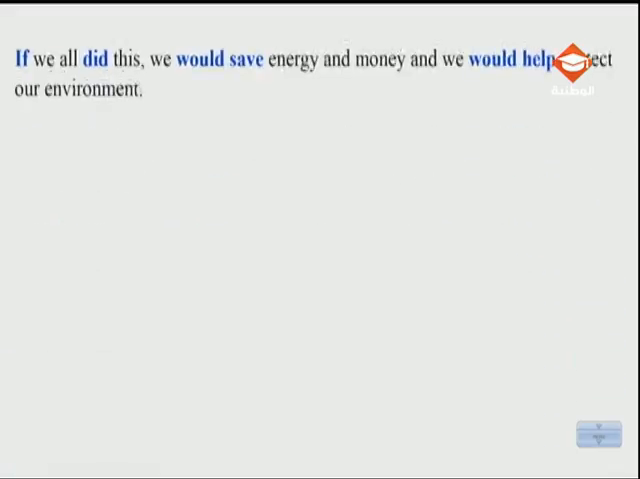So if we all did this, we would save energy and money, and we would help protect our environment. Remember, Lutfi, last lesson we saw a sentence that also starts with if. We did. In the poem, miss? In the poem. Can you remind me of the sentence? If you can respect all these conditions, you will be a man, my son. So if you can adopt all these attitudes, then you'll be a man, my son.